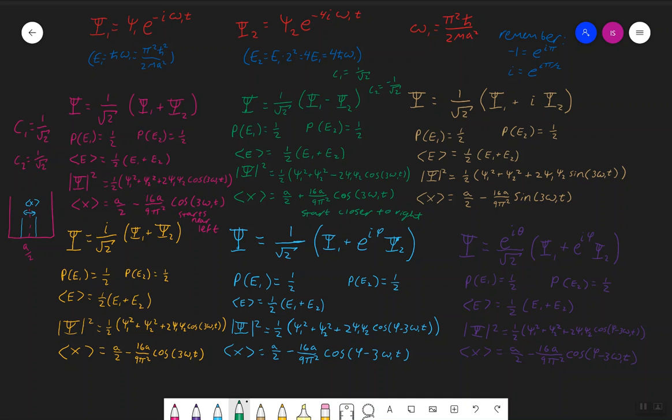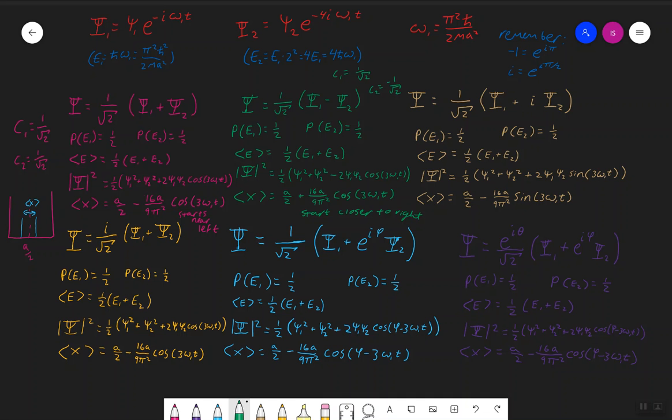Okay, now let's look at if we take another complex phase. So psi being 1 over root 2, psi 1 plus i psi 2. Again, we can see C1 will be 1 over root 2, C2 will be i over root 2. So probabilities will be the same, energy expectation will be the same. The probability density, though, instead of oscillating like a cosine, will oscillate as a sine wave. So again, probability density will be different when you have a relative phase here.